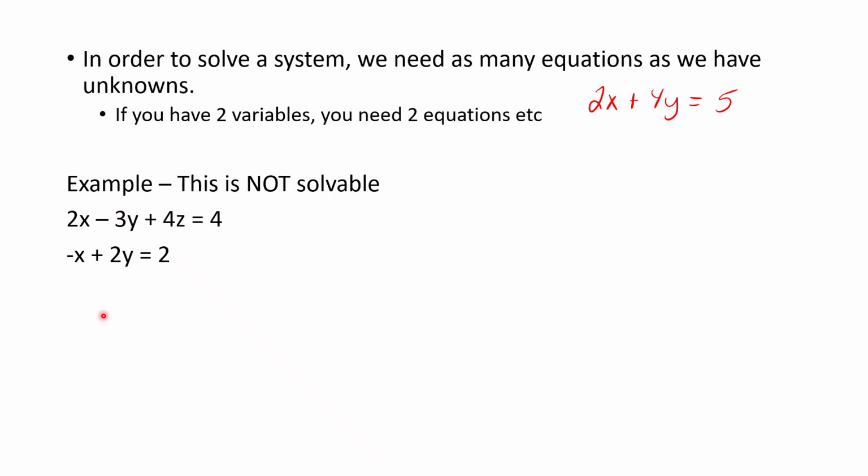to have three equations. So this particular system, I might be able to get partway there, like I could eliminate one of my variables, depending on what strategy we were using, but there is no way I can solve this for x, y, and z. I don't have enough information. So in order to solve a system, you do need to have as many equations as you have unknowns.